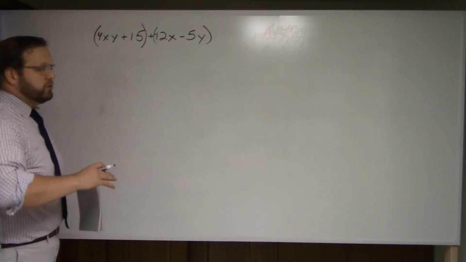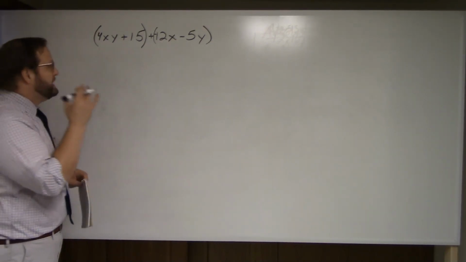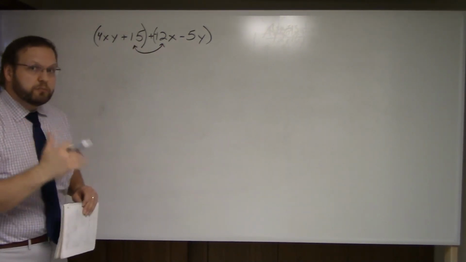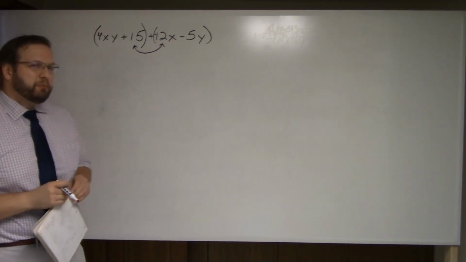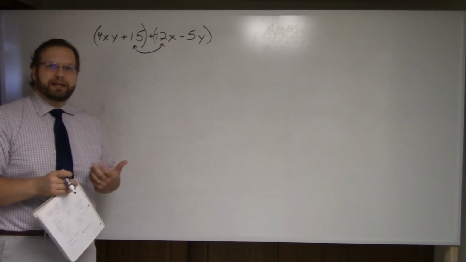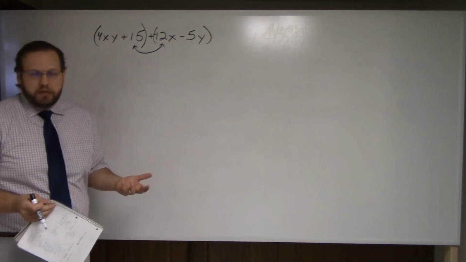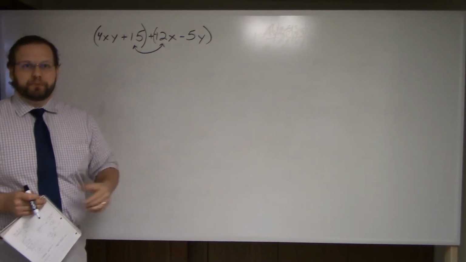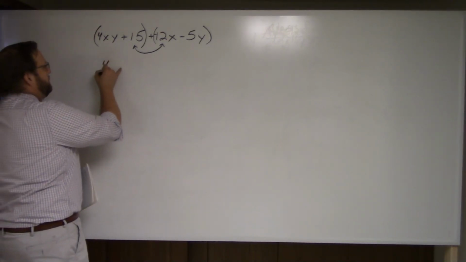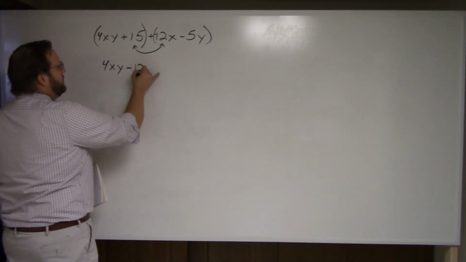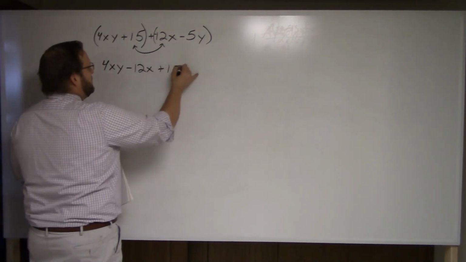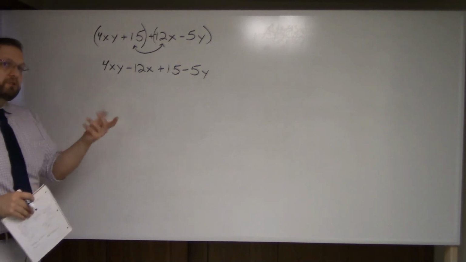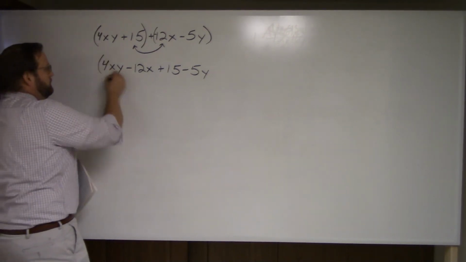So what I like to do is rearrange this by switching the middle 2 terms. You can technically switch the terms any way you like, but what I see people do sometimes is they switch them so much that you just repeat what you just did. So what I like to do is switch the middle 2 because that guarantees a different outcome. Okay, so I'm going to rewrite this. I got 4xy minus 12x plus 15 minus 5y. Okay, same problem, just ordered differently. And now I group again.